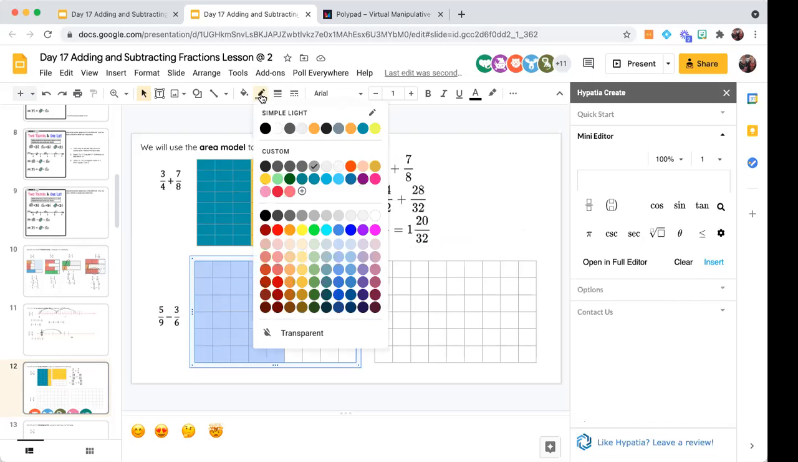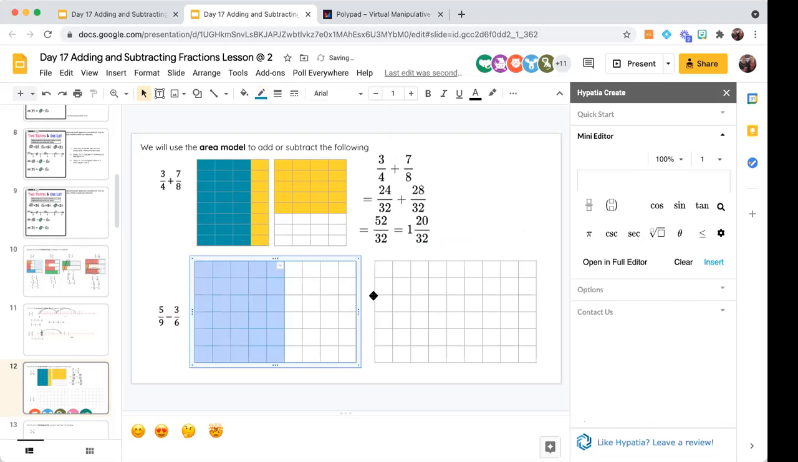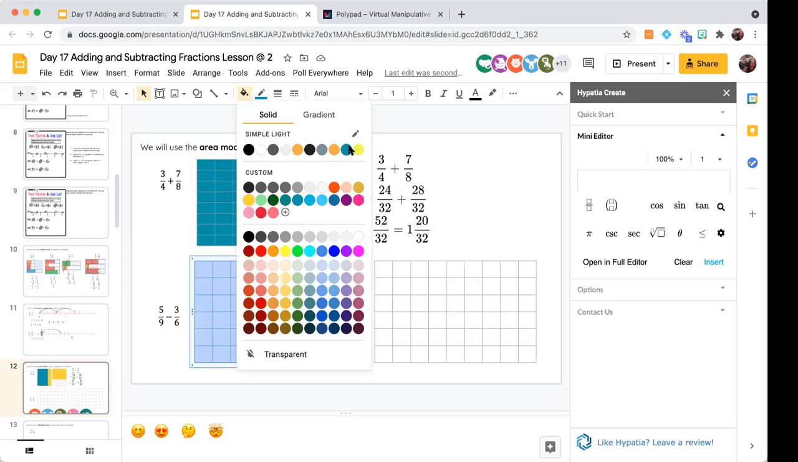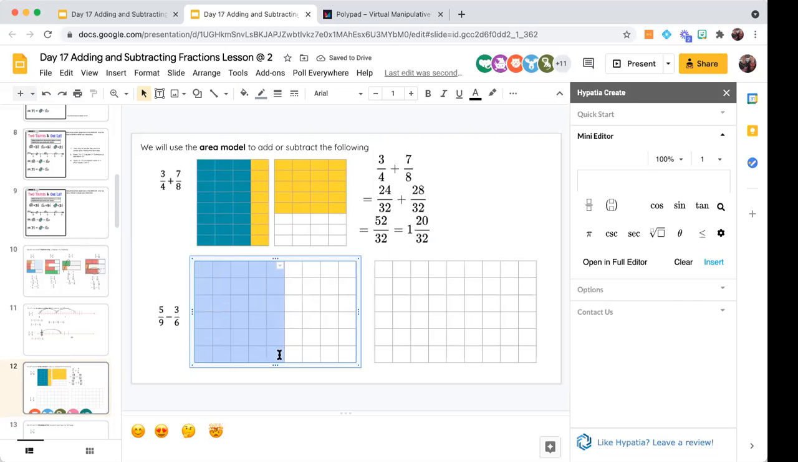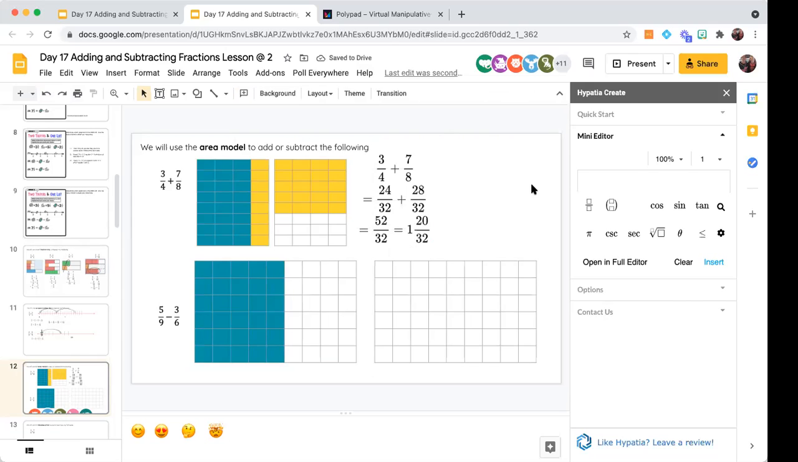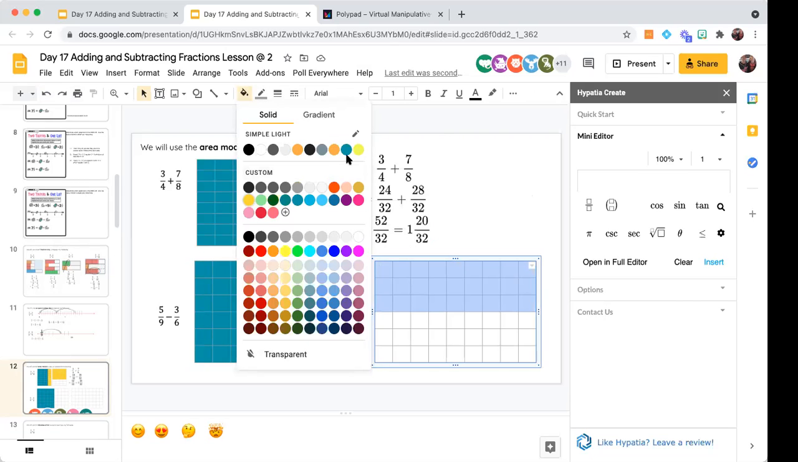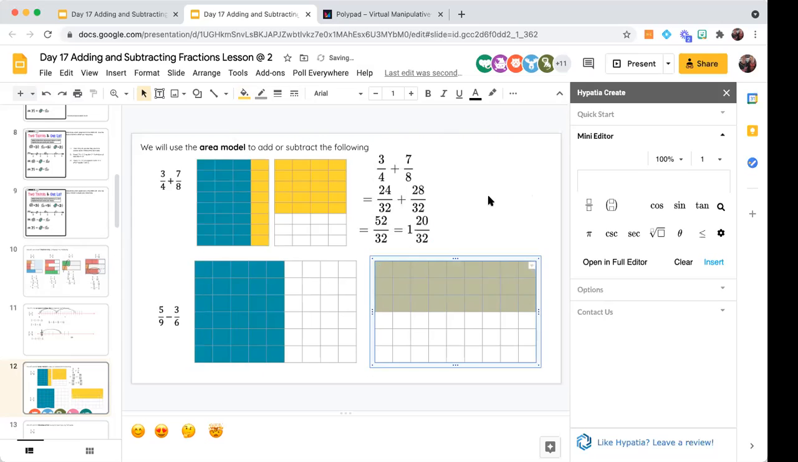So I'm going to highlight 5 of the 9. There we go. Let's color them. Then we can actually see the pieces in between. So that is 5 of the 9 columns. We also need 3/6, so 3 out of the 6 rows. We'll do those mustard. But noticing that when we do this, it's decomposed into 54ths.